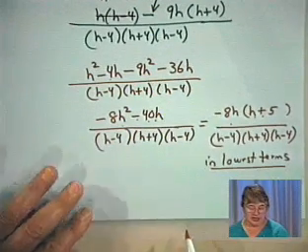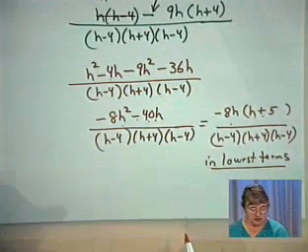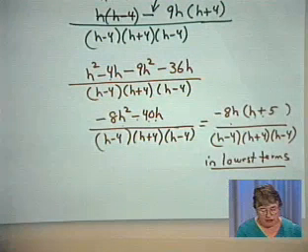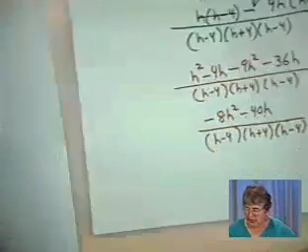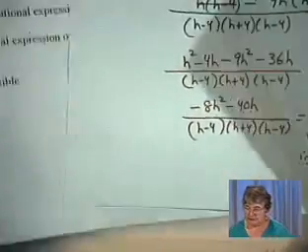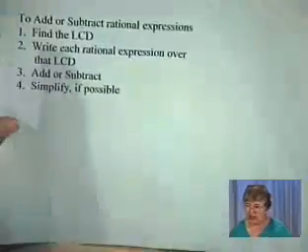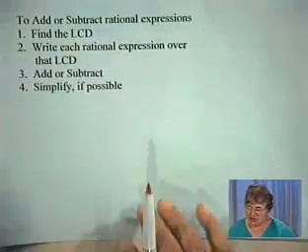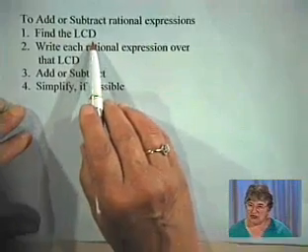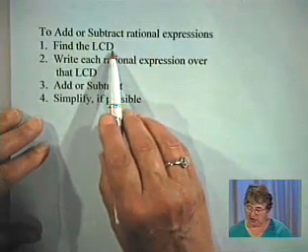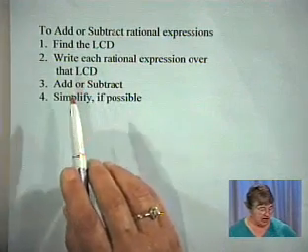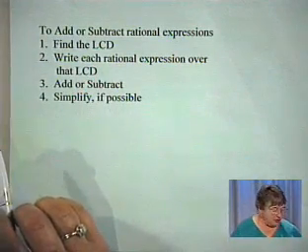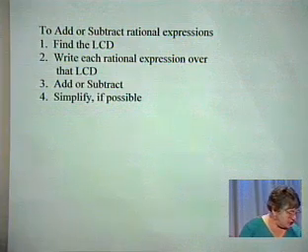If you could cancel, you would try to do that with this problem. So to add or subtract rational expressions, the first thing to do is to find the lowest common denominator. We write each of the rational expressions over that lowest common denominator, remembering that we're going to have to do a lot of multiplication in order to do that.